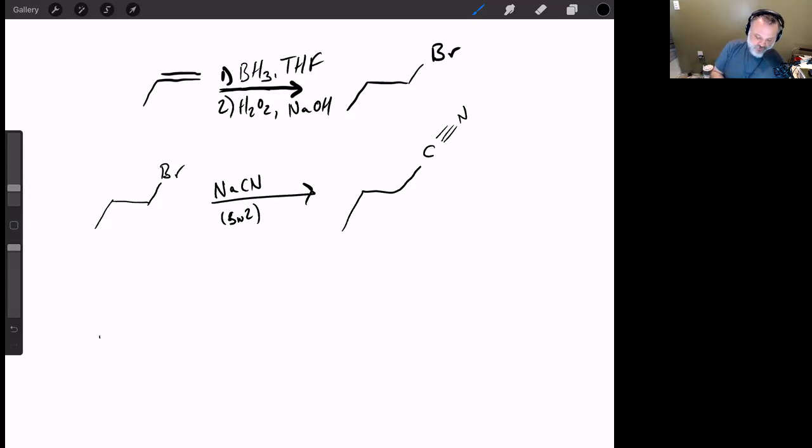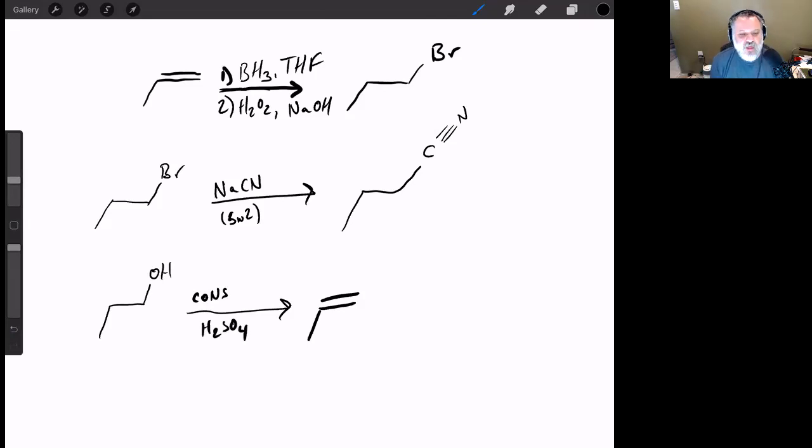We could also do something like that with another reaction from chapter 7. Some sort of elimination reaction where we take an alcohol and we convert it into an alkene. This is also a one-step synthesis problem. How do we do that? Well, we use concentrated sulfuric acid, and that'll accomplish that transformation.